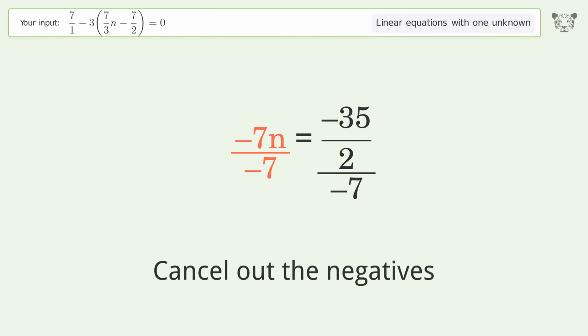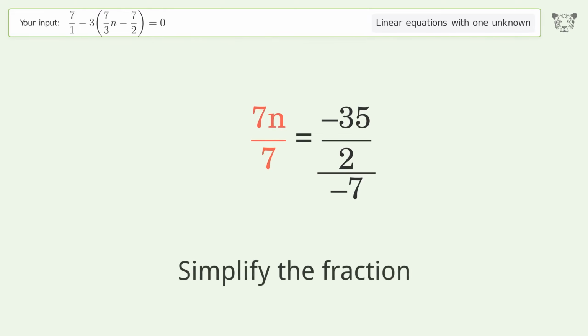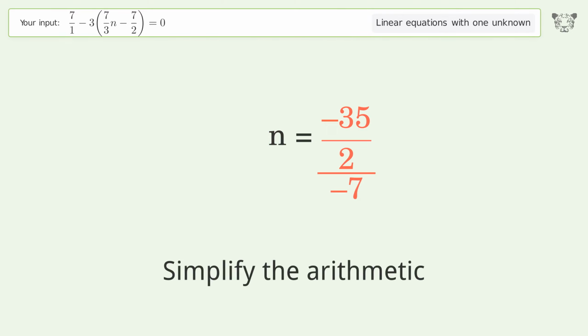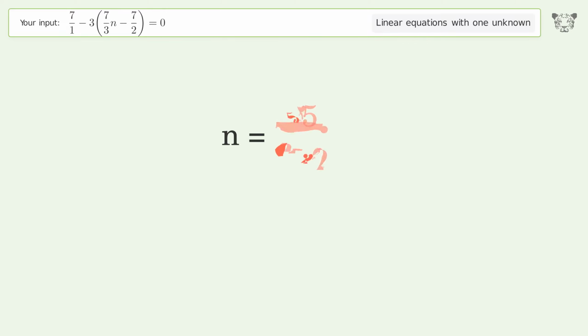Cancel out the negatives. Simplify the fraction. Simplify the arithmetic. And so the final result is n equals 5/2.